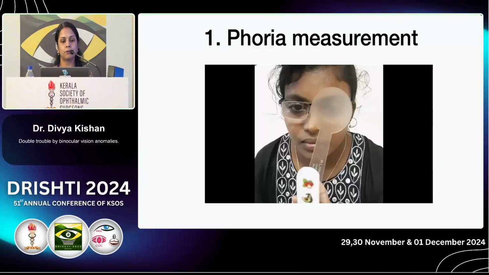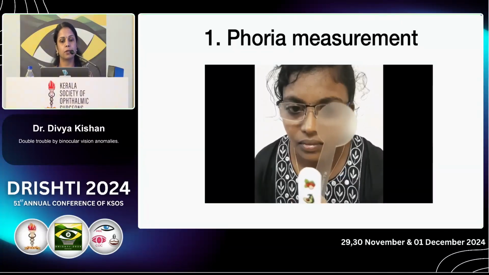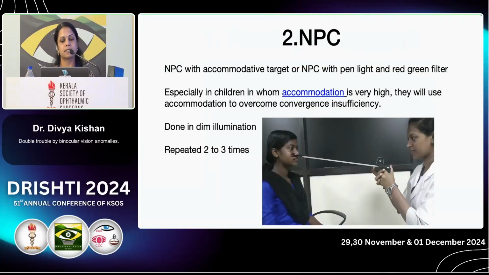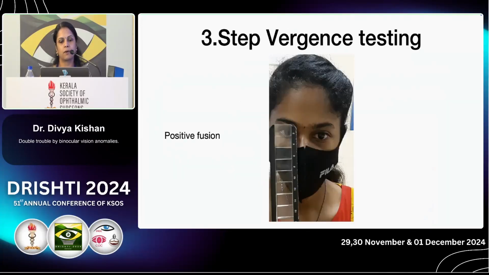So what are the tests that we do for convergence? The first would be to assess the foria for distance and near. Then we check the age-old near point of convergence, which we are all very familiar with. You can either use an accommodative target like an RAF rule, which is more common, but now we prefer a pen light with a red-green filter. That is because, especially in children in whom the accommodation is very high, they will use the accommodation to overcome the convergence insufficiency, and so we may not get the real value when you look with an accommodative target. That should be done in dim illumination, and you have to repeat it twice or thrice and take the average of these values.